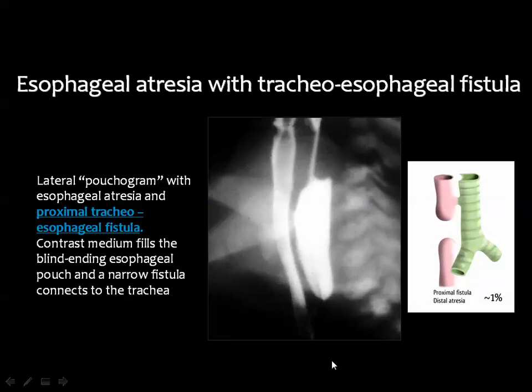And this is the communication between the blind proximal pouch, and here is the nasogastric tube. This is the proximal pouch which is blind, and there is a very narrow communication between the pouch and the trachea with consequent passage of the barium into the trachea.